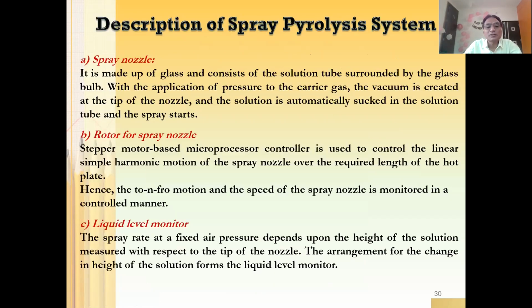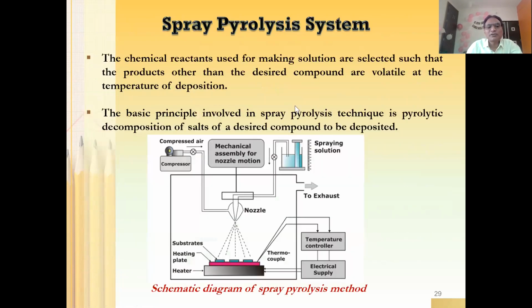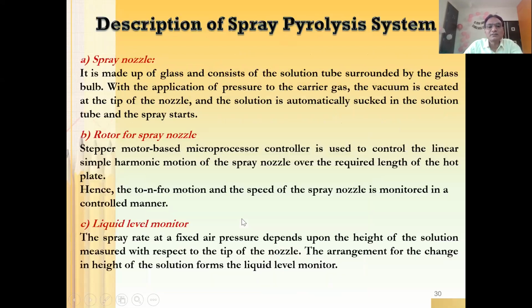Then we have got the rotor for the spray nozzle. This would be a mechanical assembly, a rotor for moving the spray, right? Stepper motor based, microprocessor controlled. The rotor for the spray nozzle is used to control the linear harmonic motion of the spray nozzle over the required length of the hot plate.